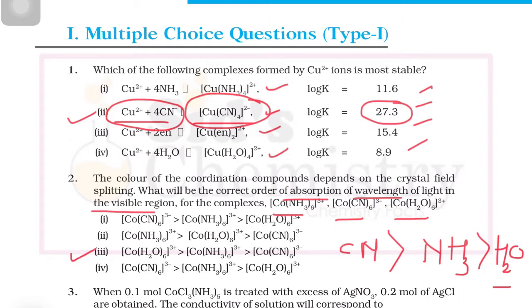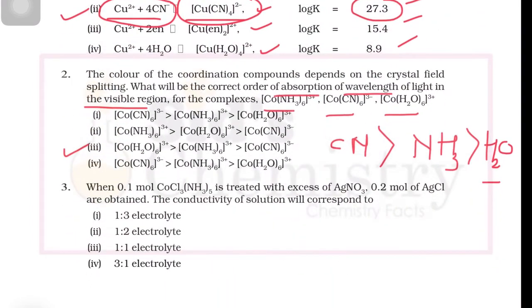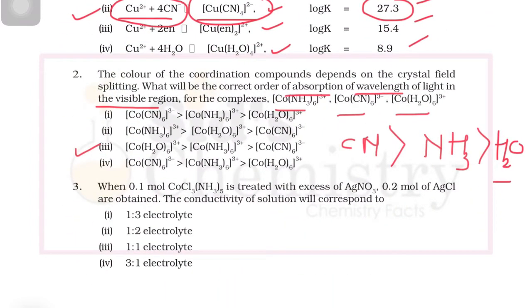Therefore the correct answer for this question is option number 3. Coming to question number 3, when 0.1 mole of Co(Cl)3(NH3)5 is treated with excess of AgNO3, 0.2 mole of AgCl is obtained. The conductivity of the solution will correspond to. Dear friends, when 0.1 mole of the complex is treated with excess AgNO3, we are getting 0.2, which means we are getting double the amount.